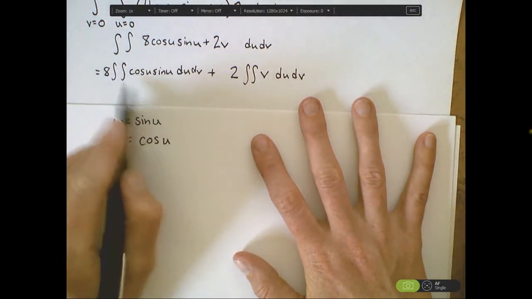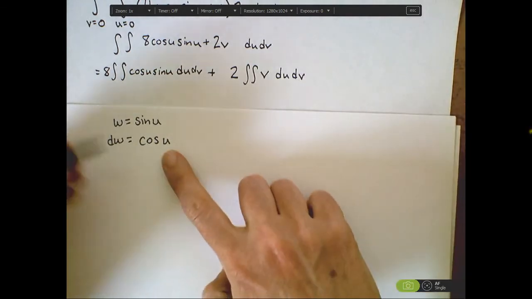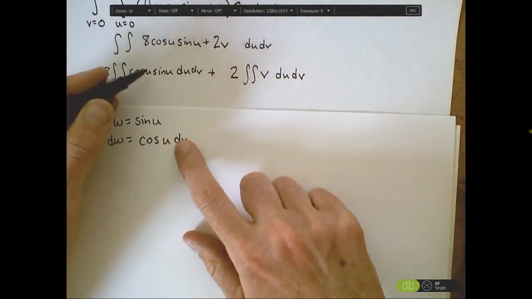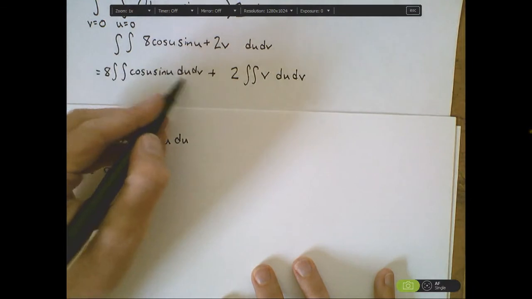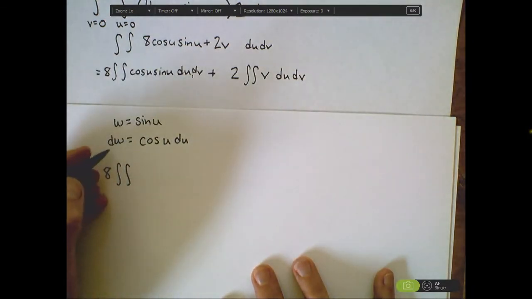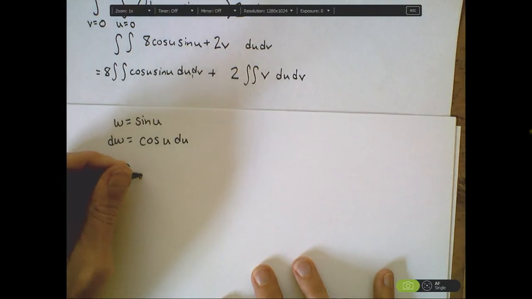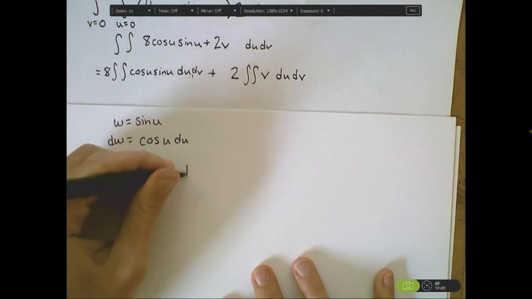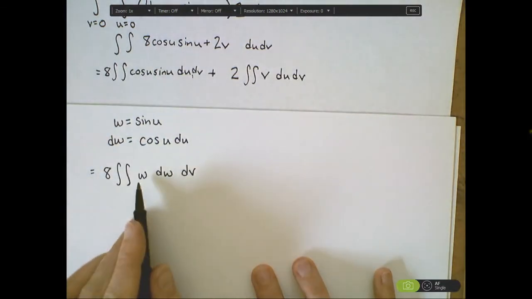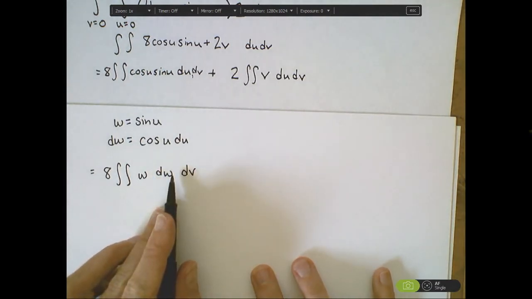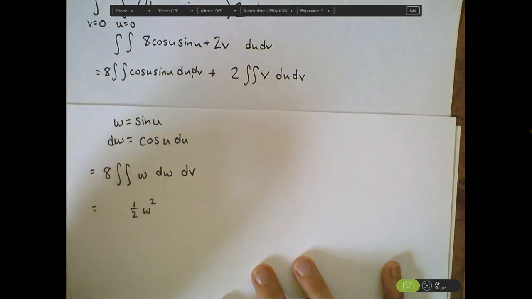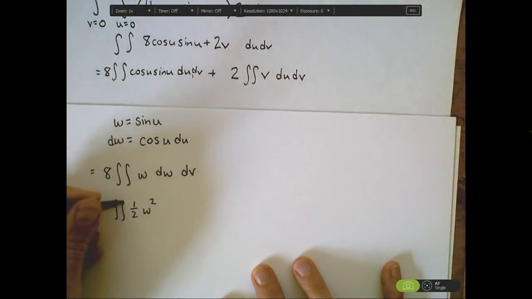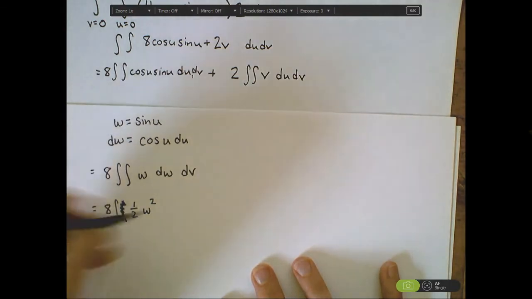And when I do this integration, I can rewrite this first integral. This is 8 times the double integral of the cosine term, which gets combined with the du term to become my dw, and I'm left with just w dw dv. So I can integrate w with respect to w, and that becomes 1/2 w squared. Whoops, there's only one integral left because I just integrated.